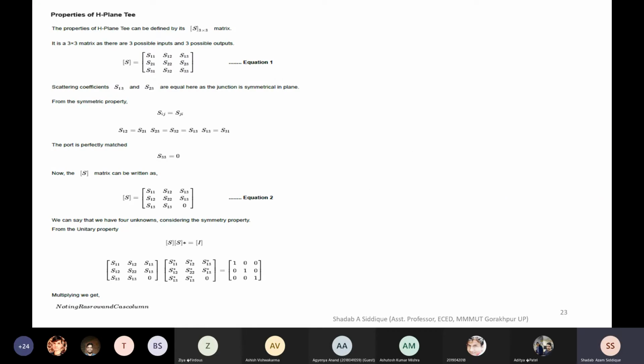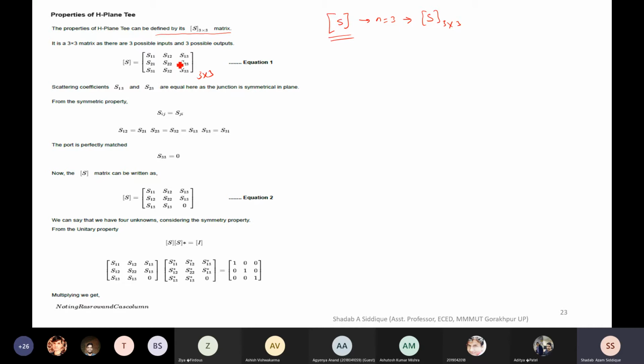Now, what are the properties of H plane T? We try to find out the S matrix of this H plane T. What should be the dimension? We have N equal to 3 ports, so S has dimension 3 cross 3. The properties of H plane T can be defined by its S matrix. It can be written as S equal to S11, S12, S13, S21, S22, S23, S31, S32, S33. That will be a 3 cross 3 matrix, total 9 elements.